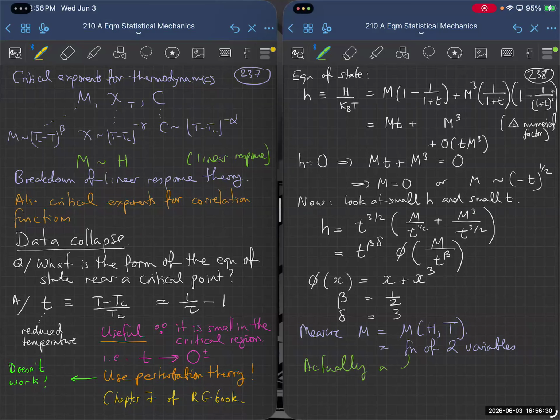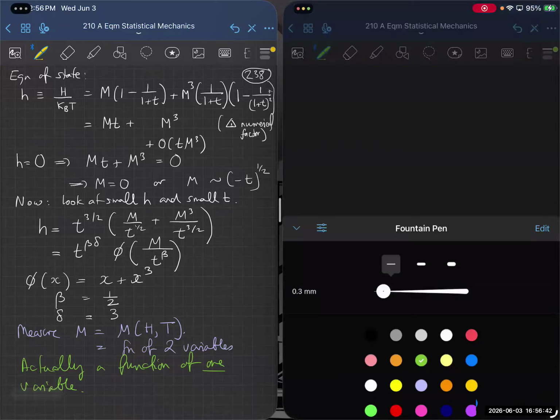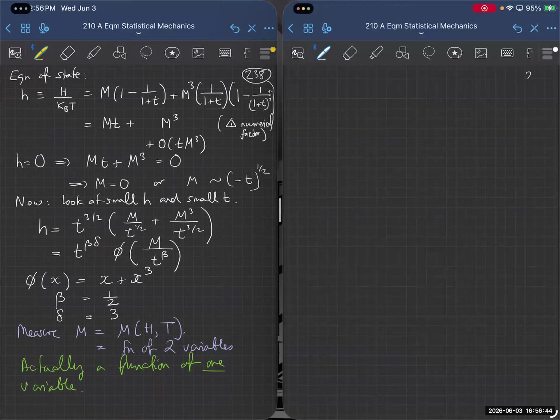So let's see why that is true. So I have this form: h is equal to t to the power beta delta times phi of m over t to the beta. So now you say, okay, fine.